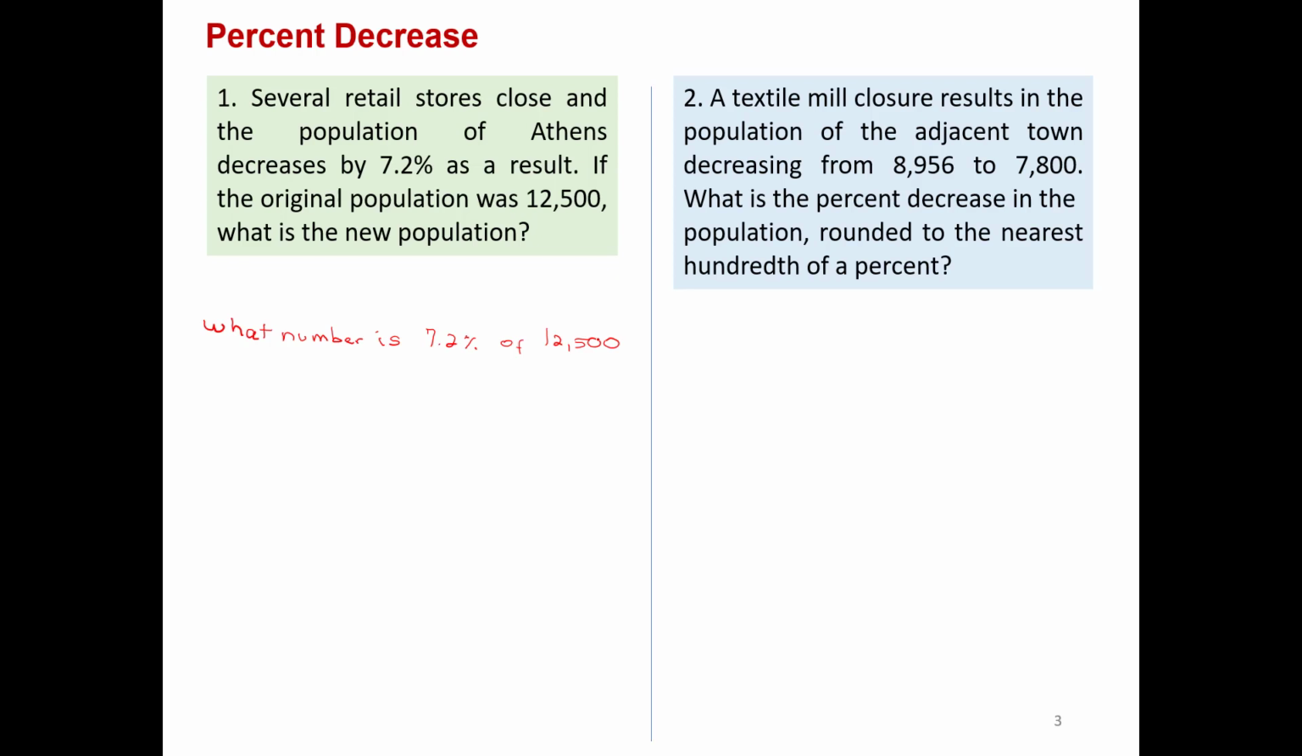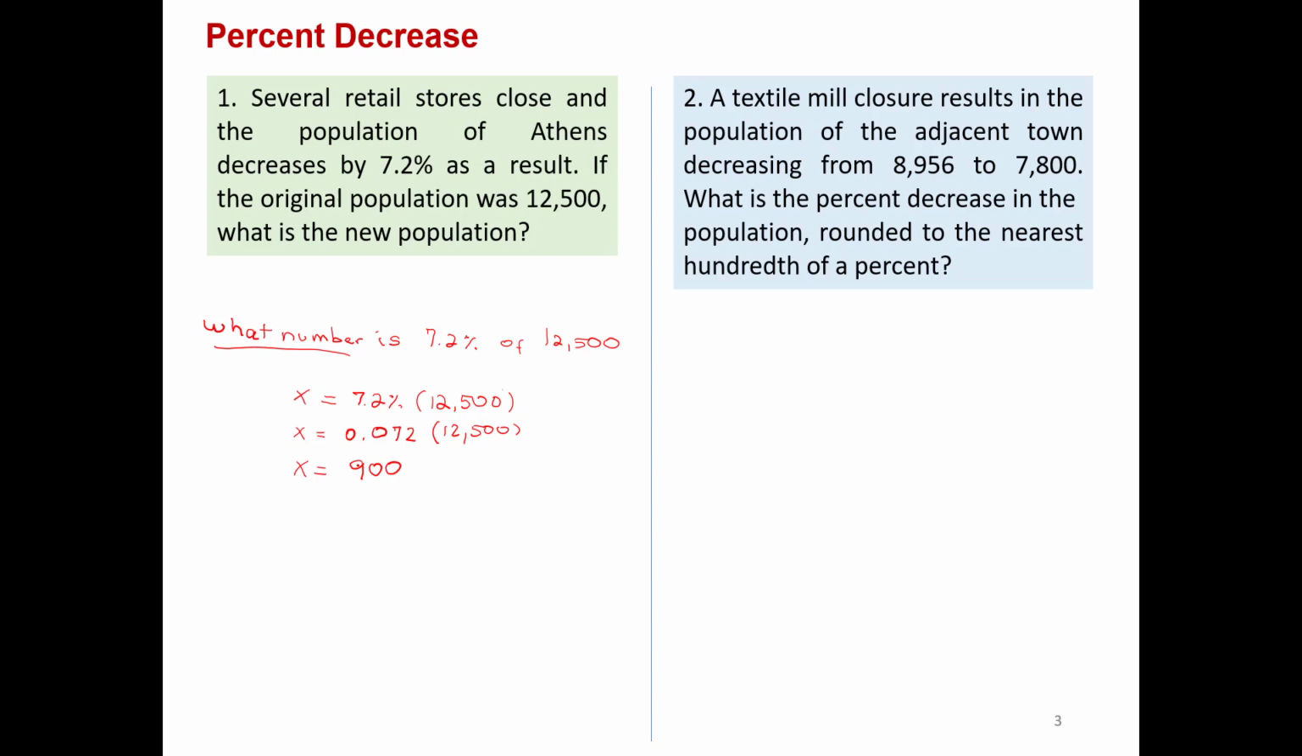And now let's write the equation. What number is x? We can replace "what number" by x, and "is" by the equal sign. What number is 72% of 12,500? We need to convert this percent into a decimal. To do that, divide by 100 or move the decimal point to the left 2 places. Then we will have 0.072 times 12,500, and the x value equals 900.